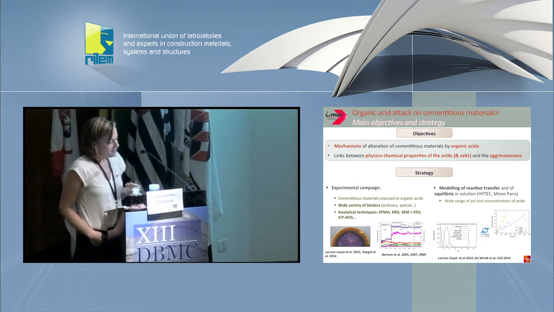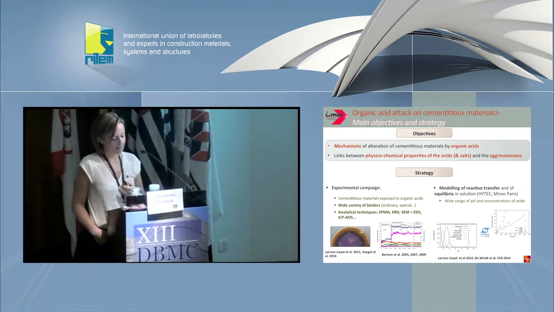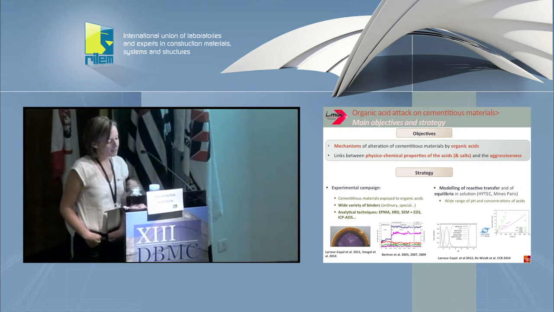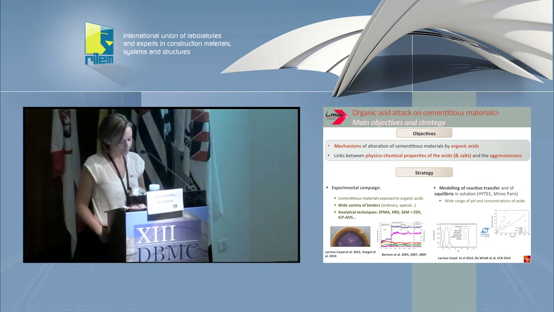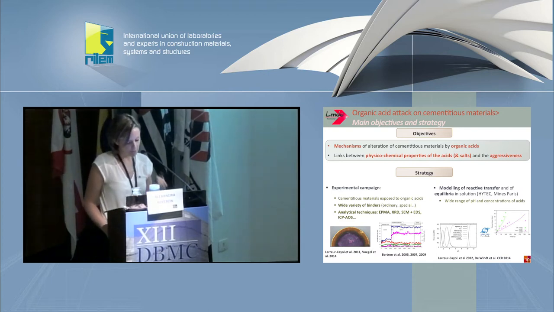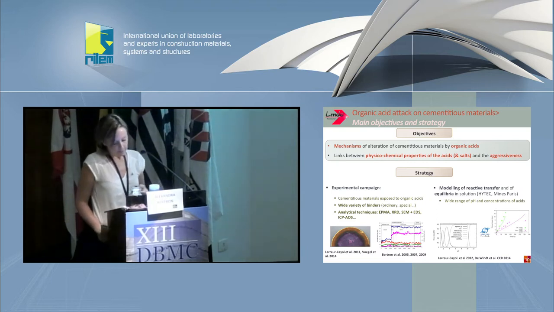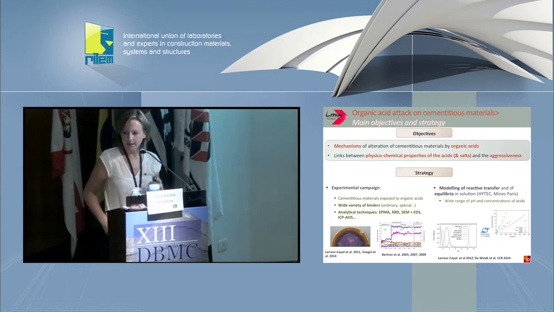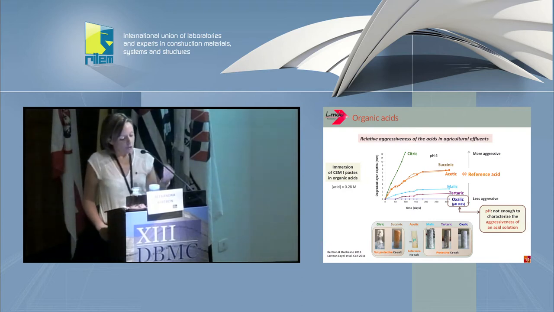The objectives of the study on organic acid attack on cementitious materials were to understand the mechanisms of alteration of cementitious materials by the organic acids, and to understand the links between the physicochemical properties of the acids and the salts and their aggressiveness. So the strategy was to combine an experimental campaign, where cementitious materials were exposed to organic acids and the degradation mechanisms were analyzed with a variety of analytical techniques such as electron microprobe or X-ray diffraction, and modeling of reactive transfer and of equilibria in solution on a wide range of pH and concentration of acids in order to complete the understanding of the degradation mechanisms. So I'm going to show you some examples.